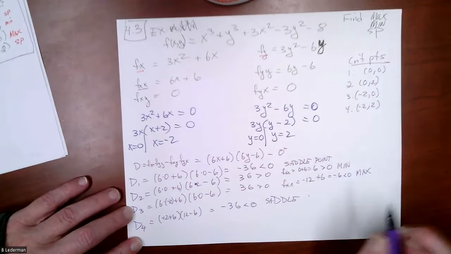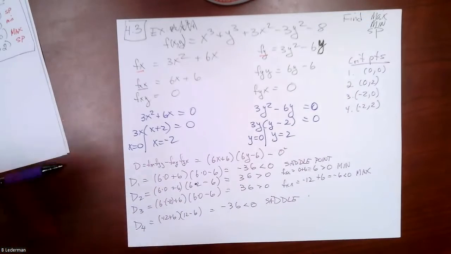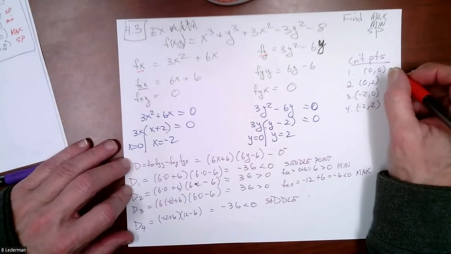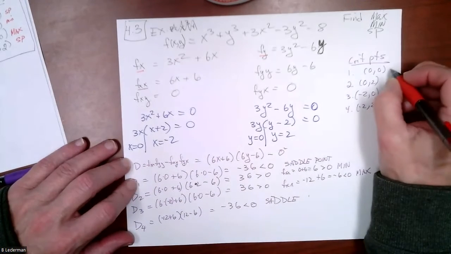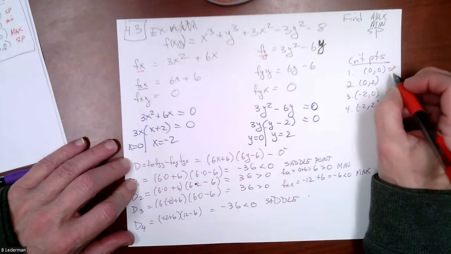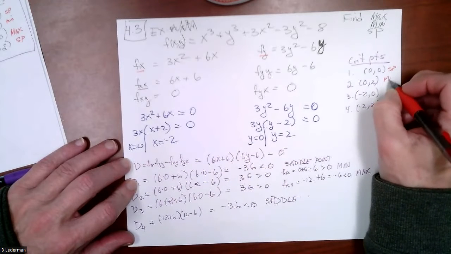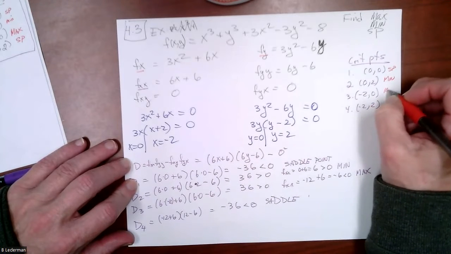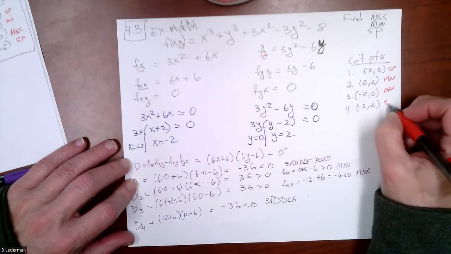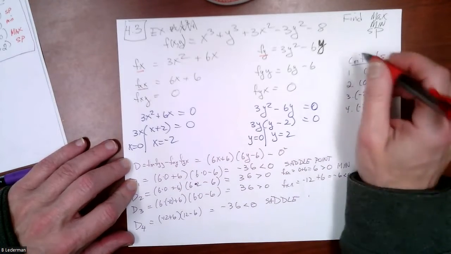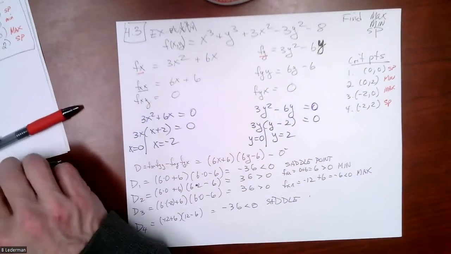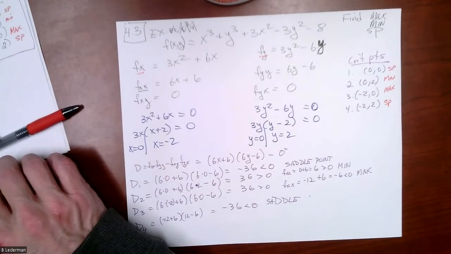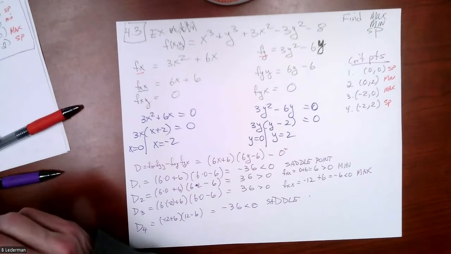So there you go. So let me just put it here in one little table. So this is a saddle point. That's a min. That's a max. That's another saddle point. And this is what happens with my 4 critical points.